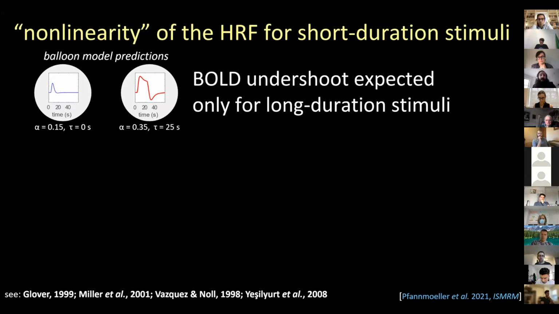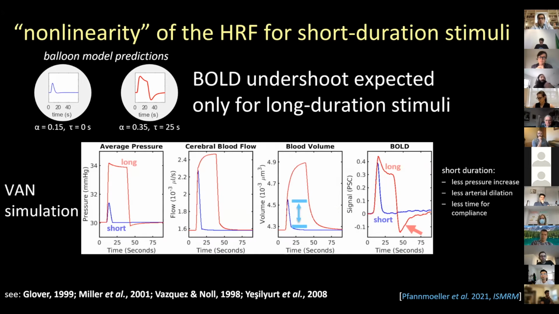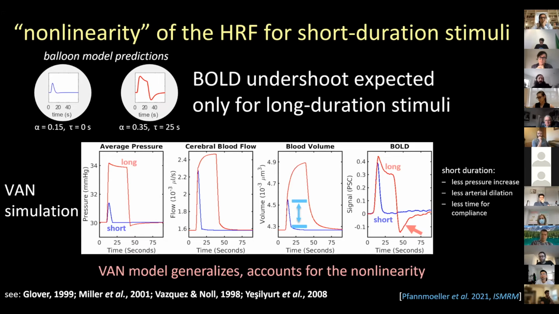Now, it's known that a pronounced BOLD poststimulus undershoot is expected for long duration stimuli. And indeed, the balloon model can capture this phenomenon only when using different parameter values as shown here, for responses to a short duration stimulus in blue on the left and a long duration stimulus in red. And we presented this year how the VAN model simulations for both short and long duration stimuli using a fixed set of parameters can capture these expected effects. We do observe a pronounced BOLD poststimulus undershoot only for the long duration stimuli. Therefore, the VAN model in this case appears to generalize well, and with a single set of biophysical parameters, it can account for this observed and well-known kind of nonlinearity in the BOLD response.